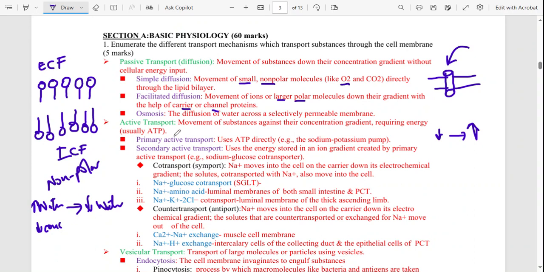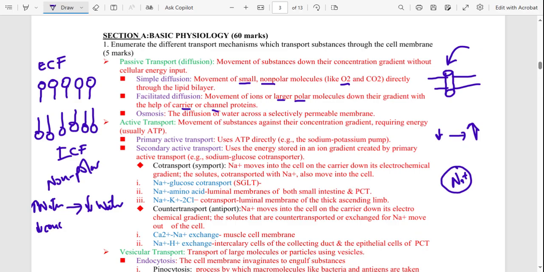Okay, so it requires ATP, that's energy. And you divide active transport into primary active transport and secondary active transport. Primary active transport is where you are using ATP directly. For example, let's say you want to transport sodium from one end of the cell to the other end of the cell. For you to transport this sodium, you require energy directly.